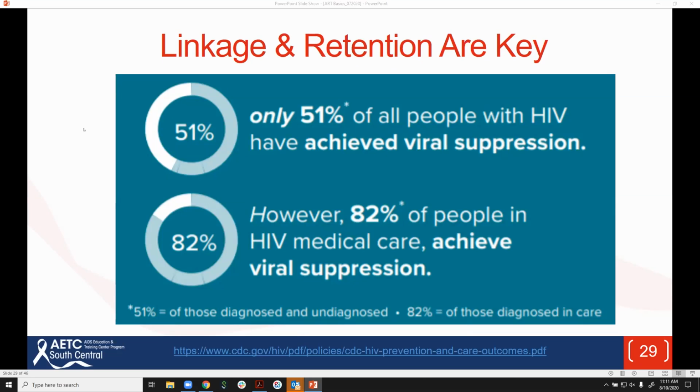So yeah, that's not so easy though. About 51% of all people with HIV in the United States have achieved viral suppression, which is our goal. So way more room to go there. However, 82% of the people in care achieve viral suppression, still not optimal, but it's a little bit better. So it's really about linkage. So someone who has HIV, are they linked to care or are they basically retained in care?